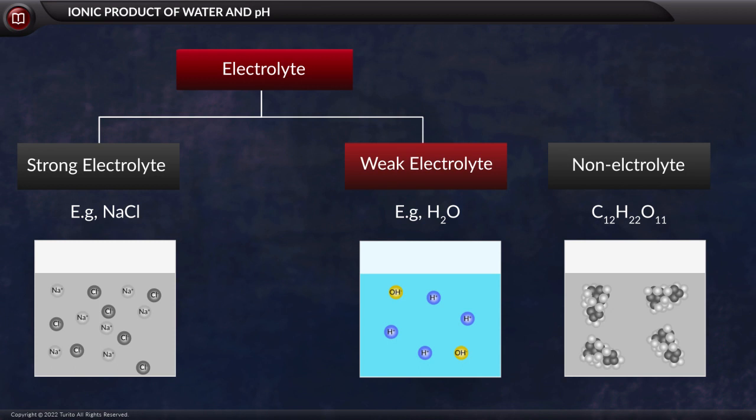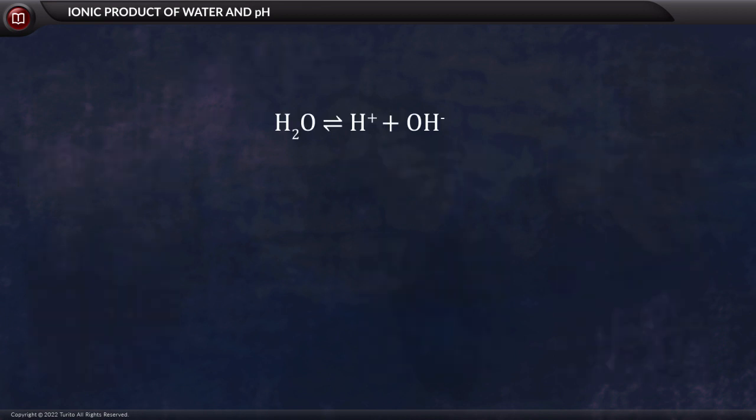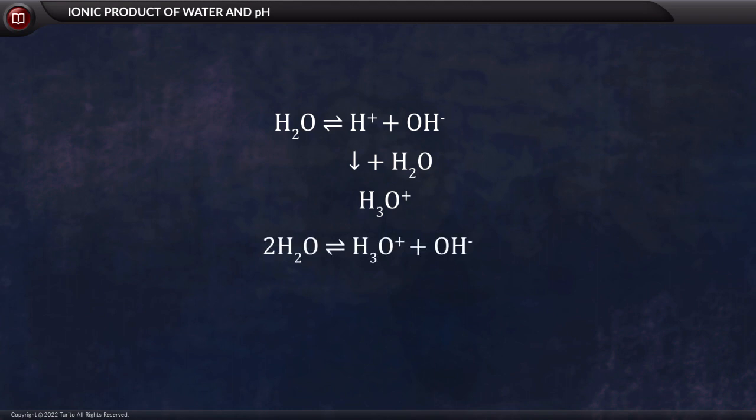Now, if we see the water, it is a weak electrolyte. Thus, it will dissociate very little, forming H+ and OH-, as the H+ being unstable, reacts with a nearby water molecule and forms a hydronium ion. Now we are clear that the water dissociates into hydronium ion and hydroxide ion.